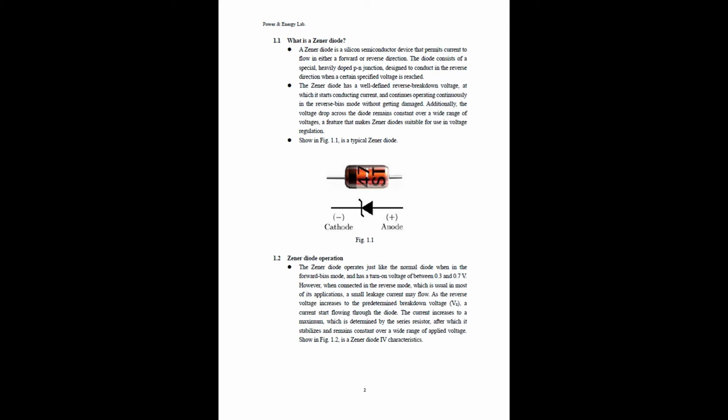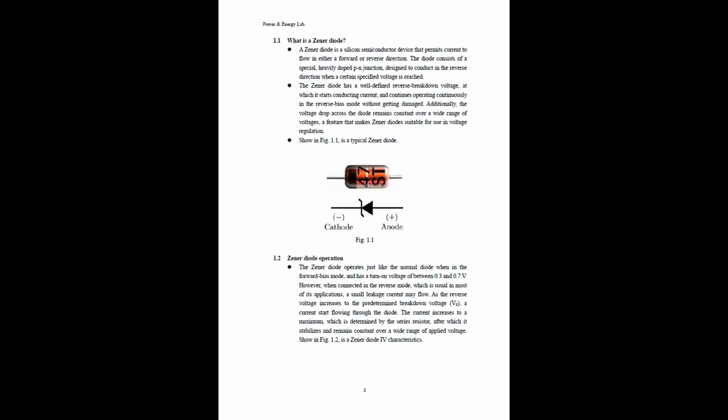1.2 Zener diode operation. The Zener diode operates just like the normal diode when in the forward bias mode, and has a turn-on voltage of between 0.3 and 0.7 V. However, when connected in the reverse mode, which is usual in most of its applications, a small leakage current may flow. As the reverse voltage increases to the predetermined breakdown voltage, Vz, a current starts flowing through the diode.